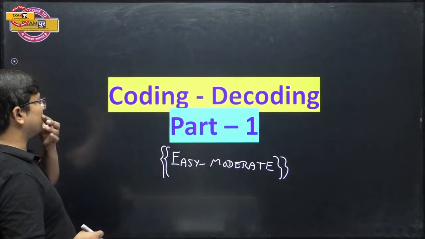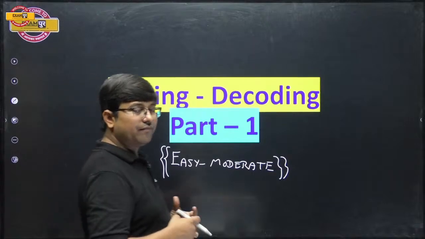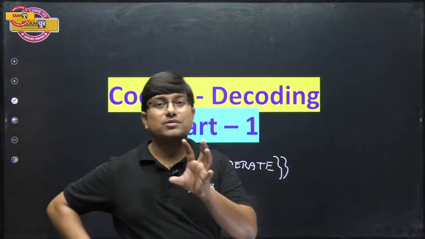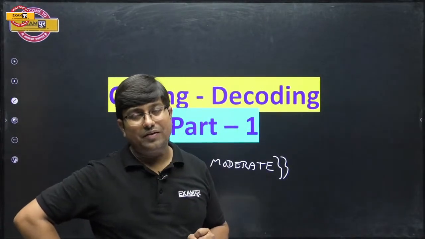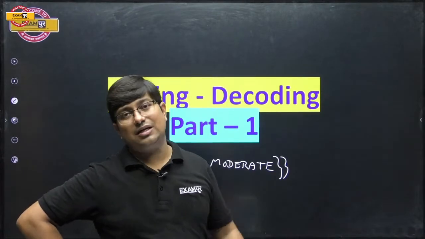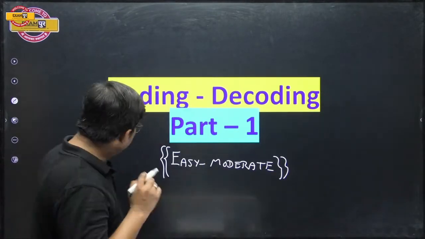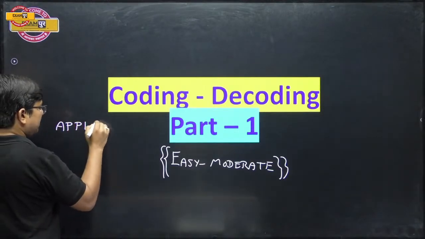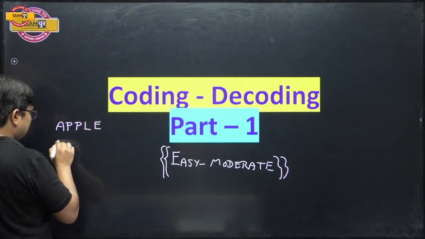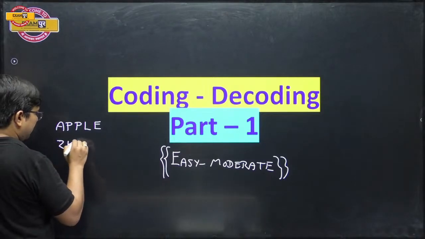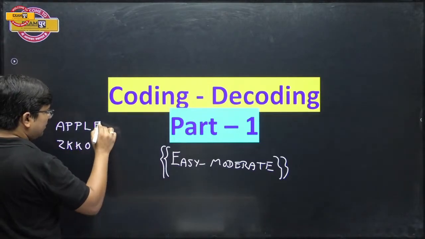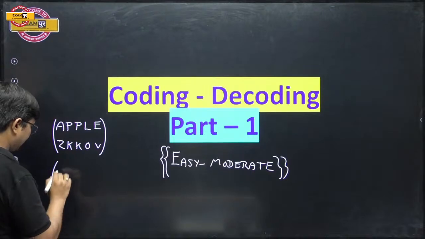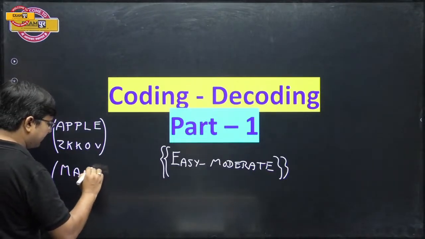See, what is coding decoding? Coding decoding is nothing but observing the things that are going on. For example, if it is given that apple is written as ZKKOV, and then how is mango coded?